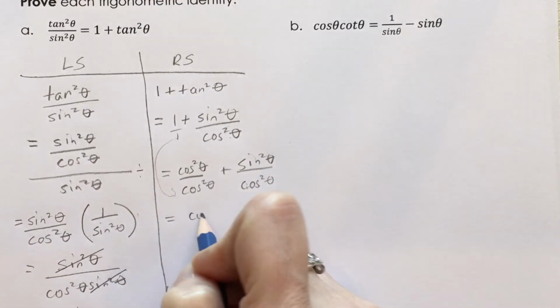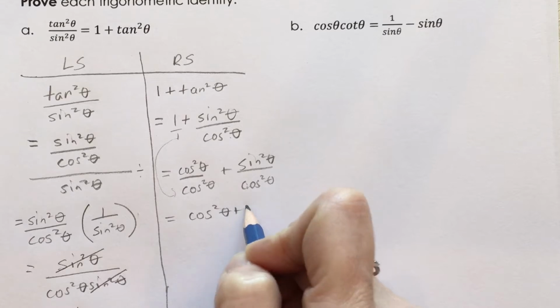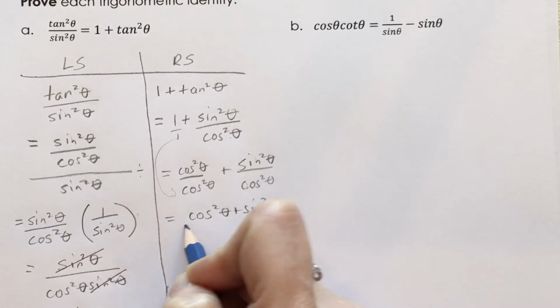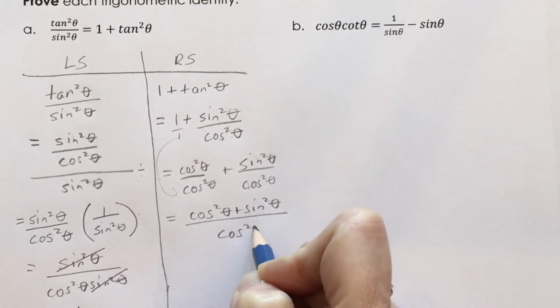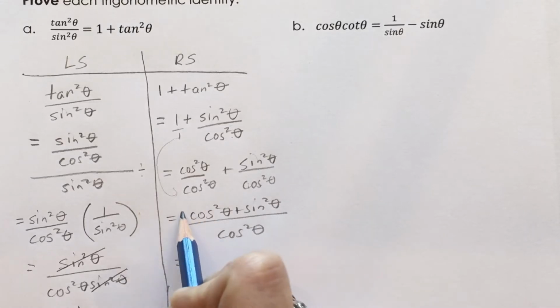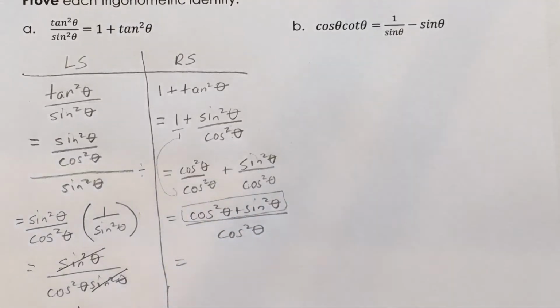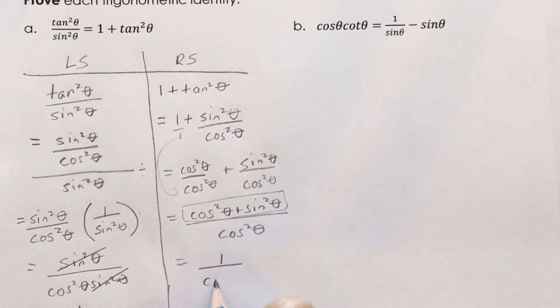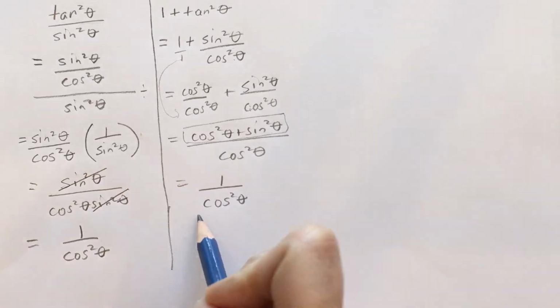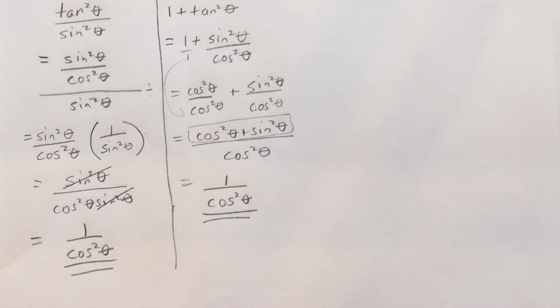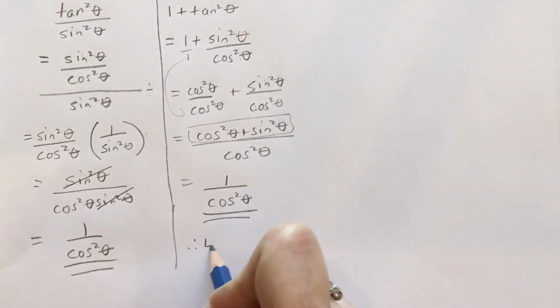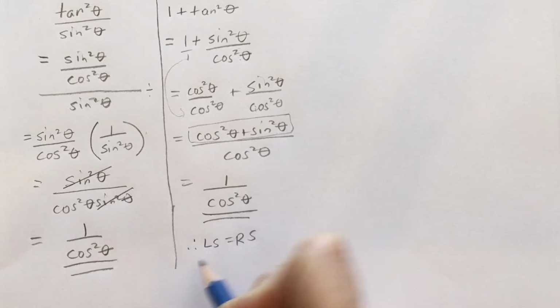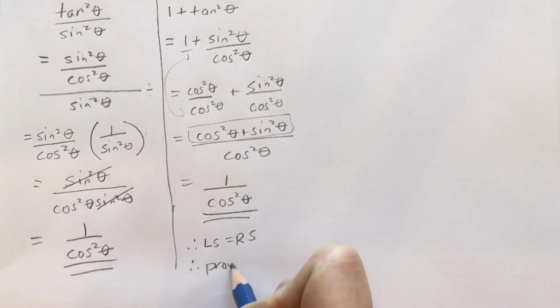Then we can add the numerators over the common denominator. And then on the top here is our most famous identity, cos squared theta plus sine squared theta equals 1. So I can replace cos squared theta plus sine squared theta with 1, giving 1 over cos squared theta. And then we should notice that now we've proven that both sides are equivalent expressions. So we say, therefore, left side equals right side. Therefore, proven.